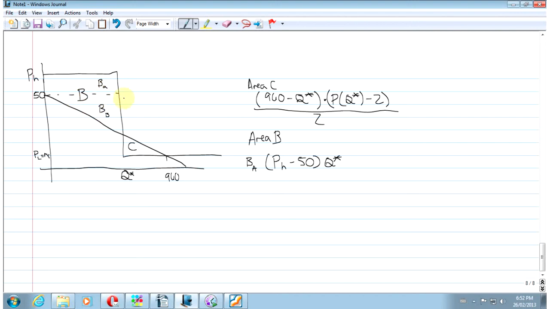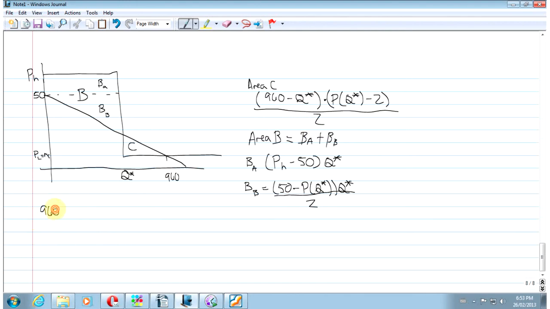Then I also get the triangle B sub B, which is the same thing, 50 minus P of Q star times Q star divided by 2. And so area B is just B sub A plus B sub B. And area B still equals area C. Operationally, this is the same problem we just did.